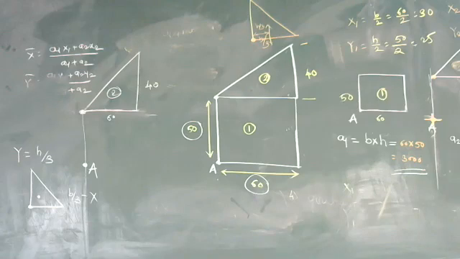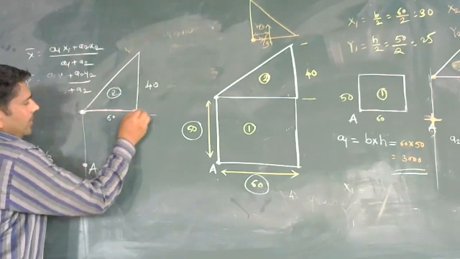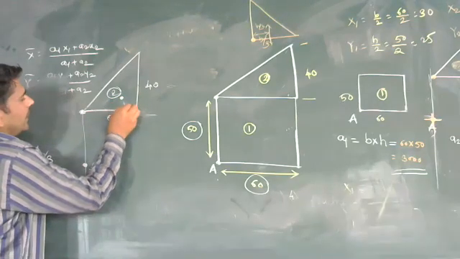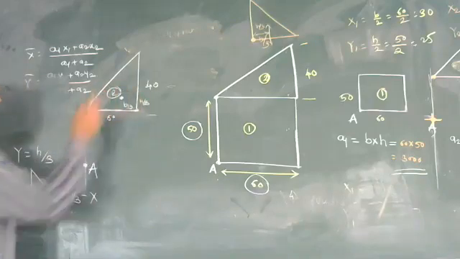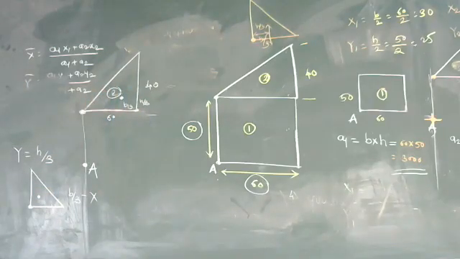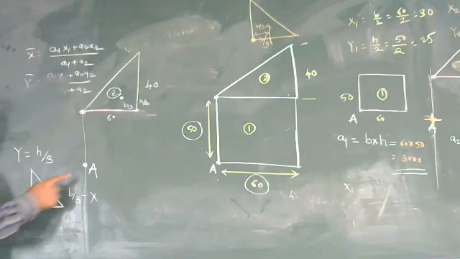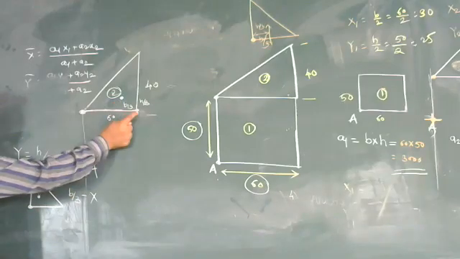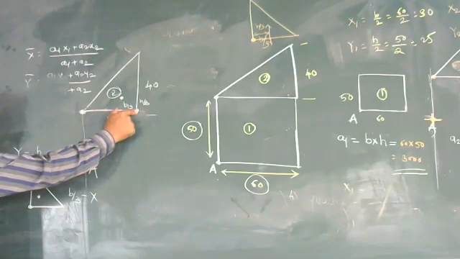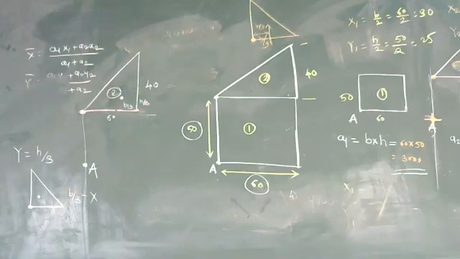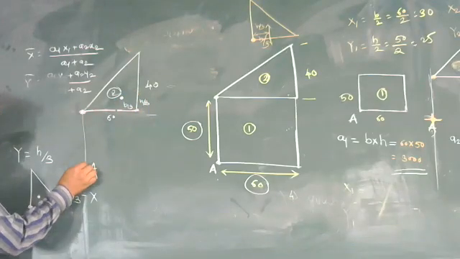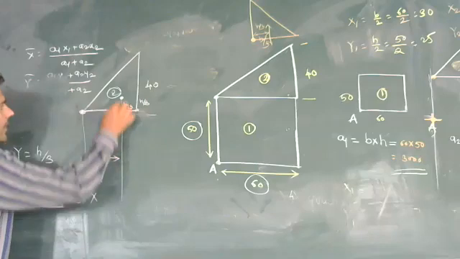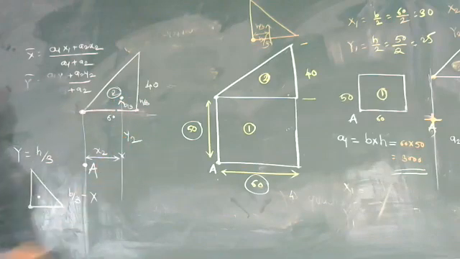Clear? Now here if I check from this point, the centroid of this triangle is b by 3 from this point and h by 3 from this point. Are you understanding or not? From this corner the standard formula gives b by 3 and height h by 3. But I have required to find out from A. So I can say this location is x2 and this location is y2. Remember this.